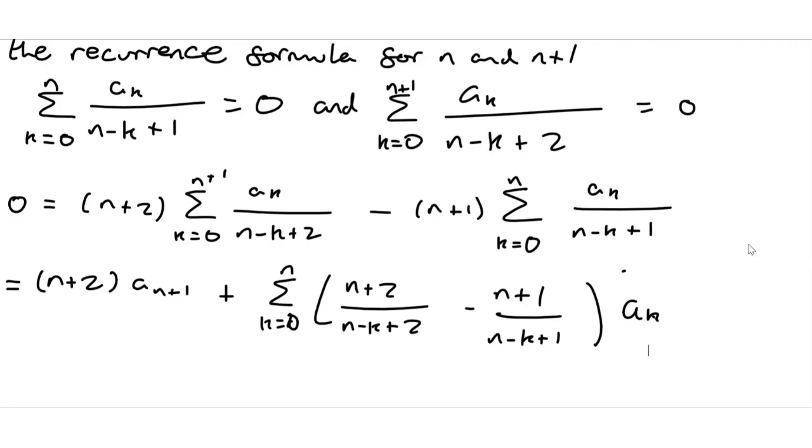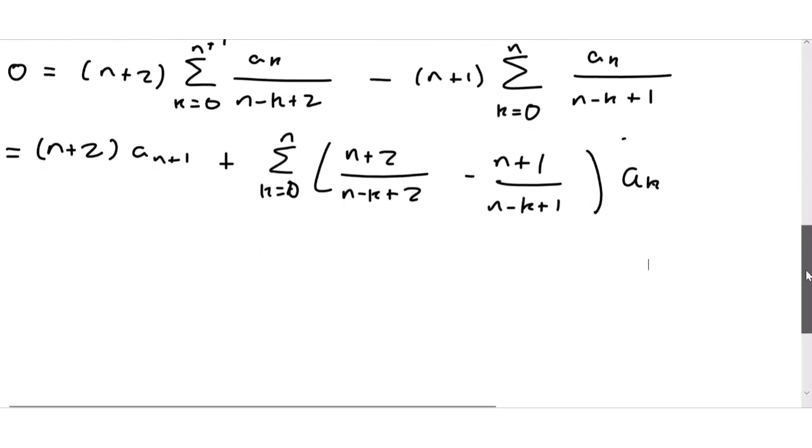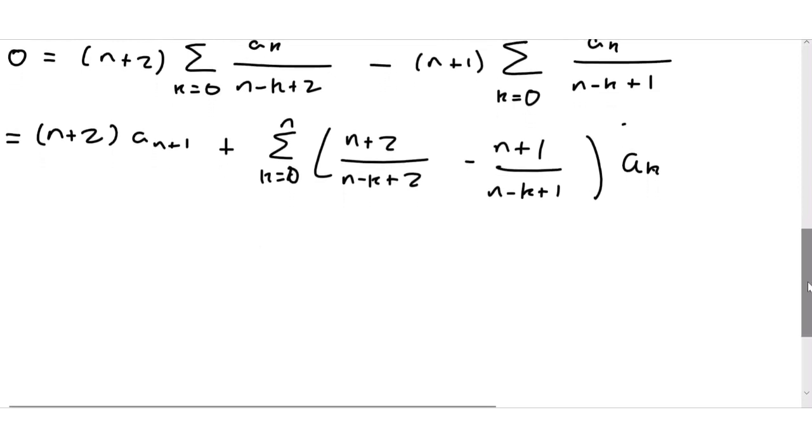Note that the a0 coefficient vanishes, because plugging k equals 0 in gives n plus 2 over n plus 2, which is 1, minus n plus 1 over n plus 1, which is 1, so that just disappears.